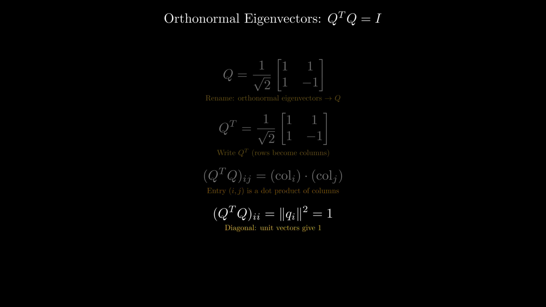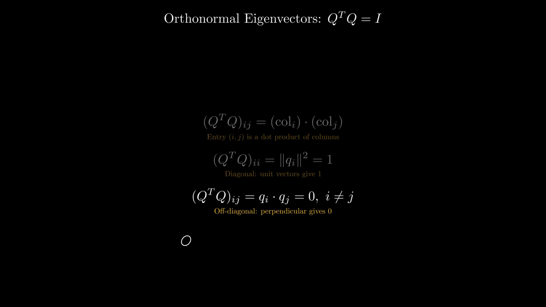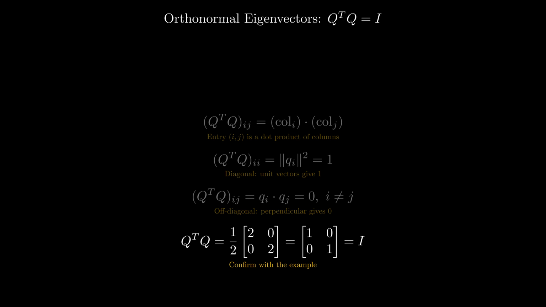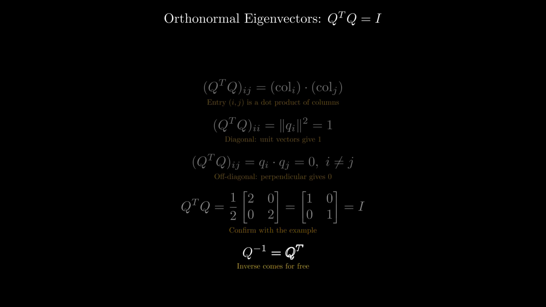When I equals J, we are dotting a column with itself, and since the columns are unit vectors, the result is 1. When I is different from J, the columns are perpendicular, so the dot product is 0. 1s on the diagonal, 0s off the diagonal. That is the identity matrix. And here is the beautiful consequence. If Q transpose times Q equals the identity, then Q inverse equals Q transpose. The inverse comes for free.